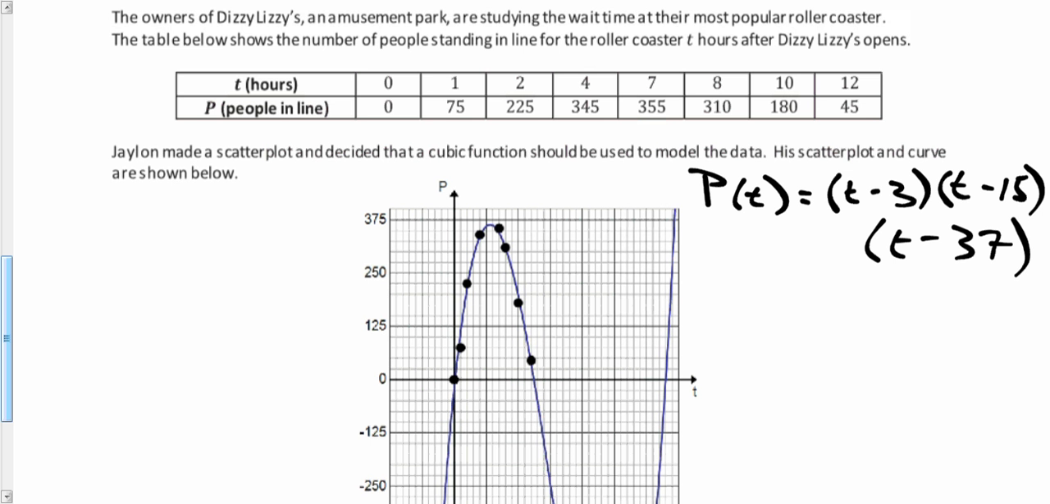Now, let me ask you this. How many times can a cubic cross the x-axis? What do you think, Josh? 3 times. Does it have to cross 3 times? It doesn't have to, but it can cross 3 times. Now, these are real points right here. I'll put these in red. These guys right here are all real points that he graphed from the data that he took on the table.